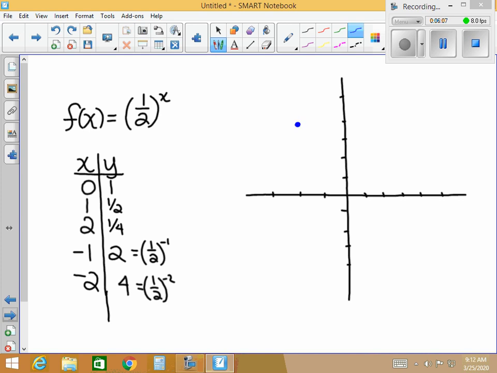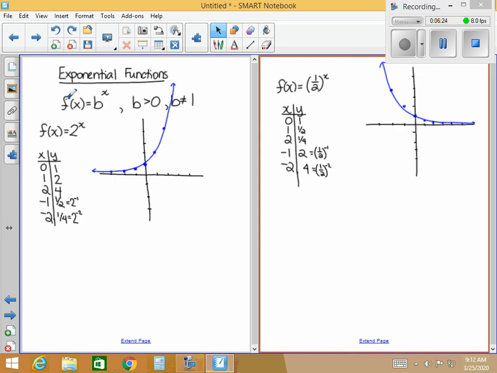So we're at -2, 4, at -1, 2, at 0, 1, at 1, 1/2, 2, 1/4, 3, 1/8, 4, 1/16. Okay, again, way up at 8 if we're at -3. Notice that instead of growing very quickly, in this case, it's going to decay very quickly. It's getting smaller as we go from left to right, but it also does that very quickly.